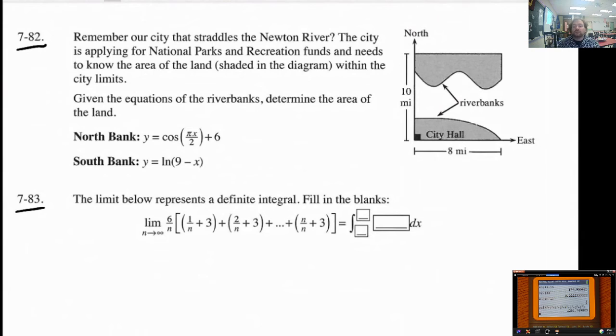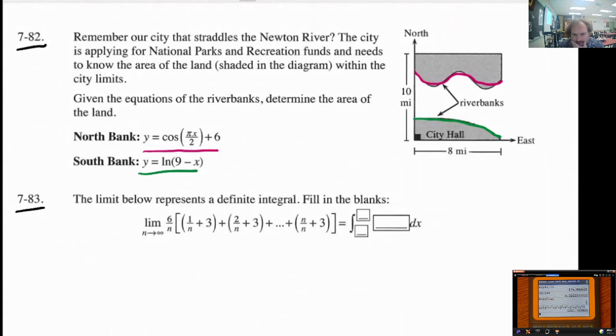This is our city that straddles the Newton River. The city is applying for National Parks and Recreation funds and needs to know the area of the land within the city limits. The area of the land is shaded in the diagram. So we're given the equations of the river banks. The north bank is this cosine expression, which I assume is this waveform right here. And the natural log of 9 minus x is this exponential-looking curve right there.